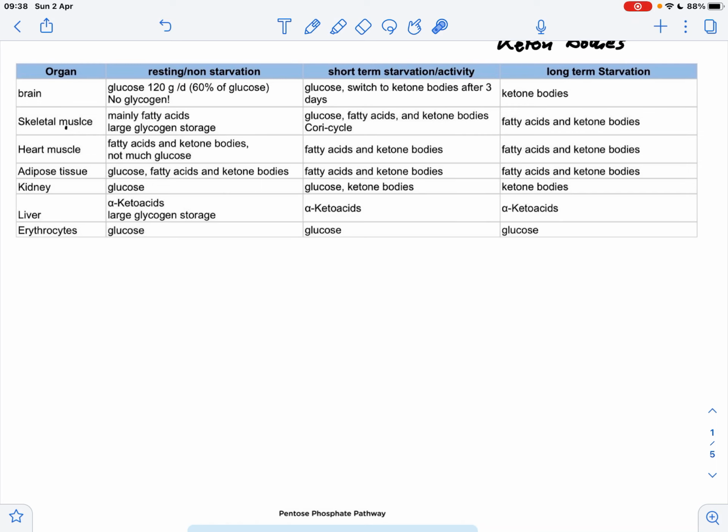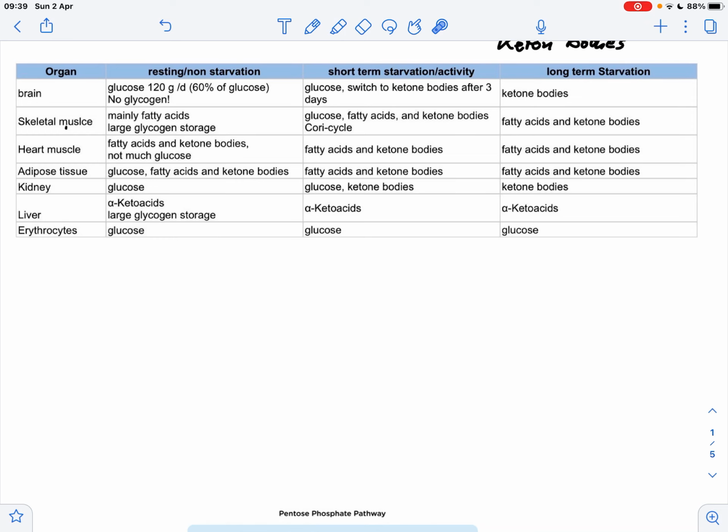Now if we go into short-term starvation, in between meals or when we carry out some exercise, we still see that not a lot will change. Erythrocytes need glucose. If we go into longer term starvation, we will see that the brain will switch to ketone bodies after about 3 days. So after 2 to 3 days, the brain will no longer utilize glucose and instead will rely pretty much on these ketone bodies, which are produced in the liver.